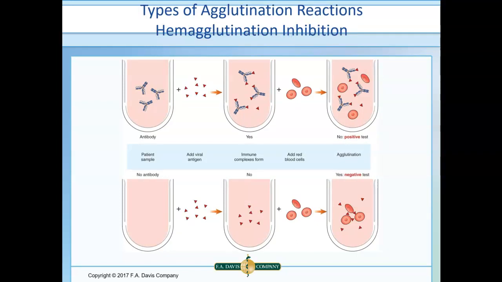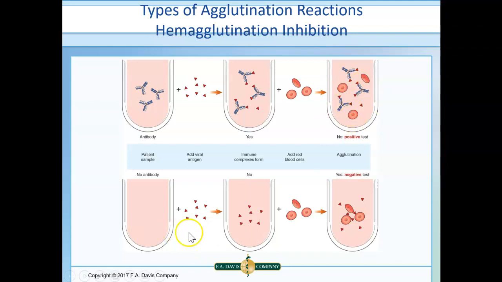So here's hemagglutination inhibition. It's very similar, but we throw some red cells in the mix. On the top one, you can see there is antibody in the patient's sample. If we add a viral antigen, let's say this patient on top has HIV, we add a viral antigen. If that patient has HIV, that viral antigen will bind with the antibodies, and then we'll have the red cells added, and if it's negative, you would see a positive test. So there's no agglutination here.